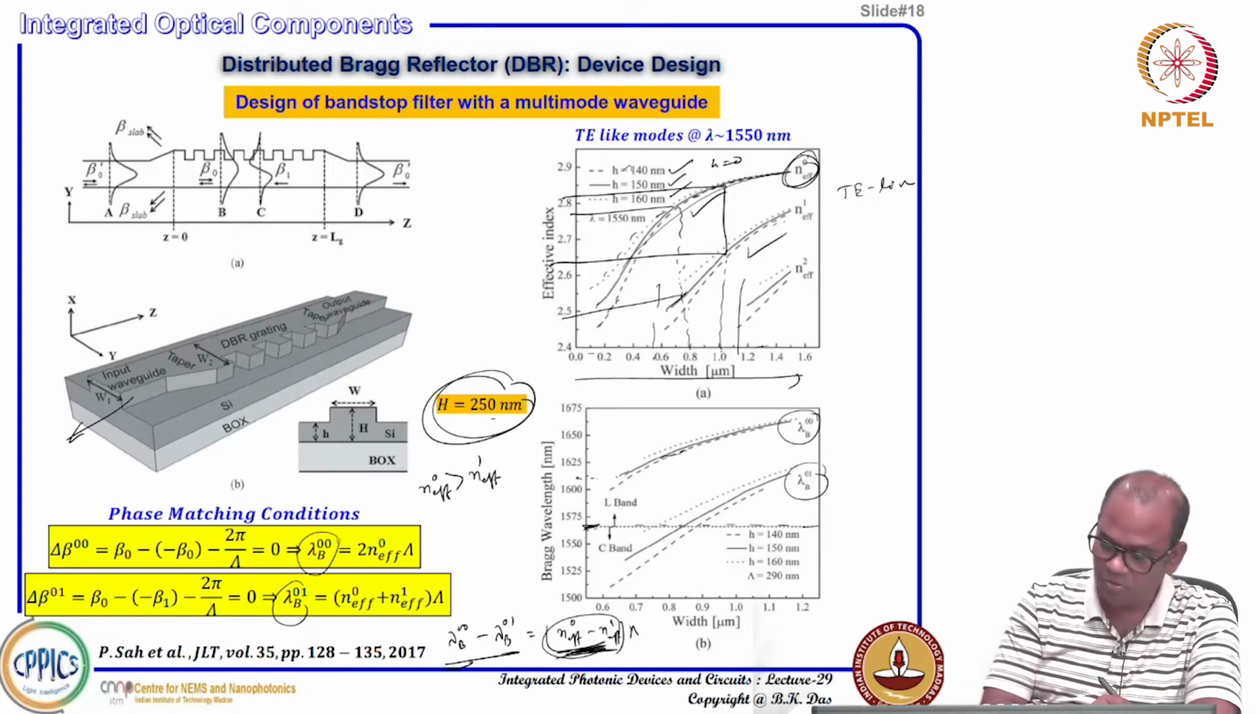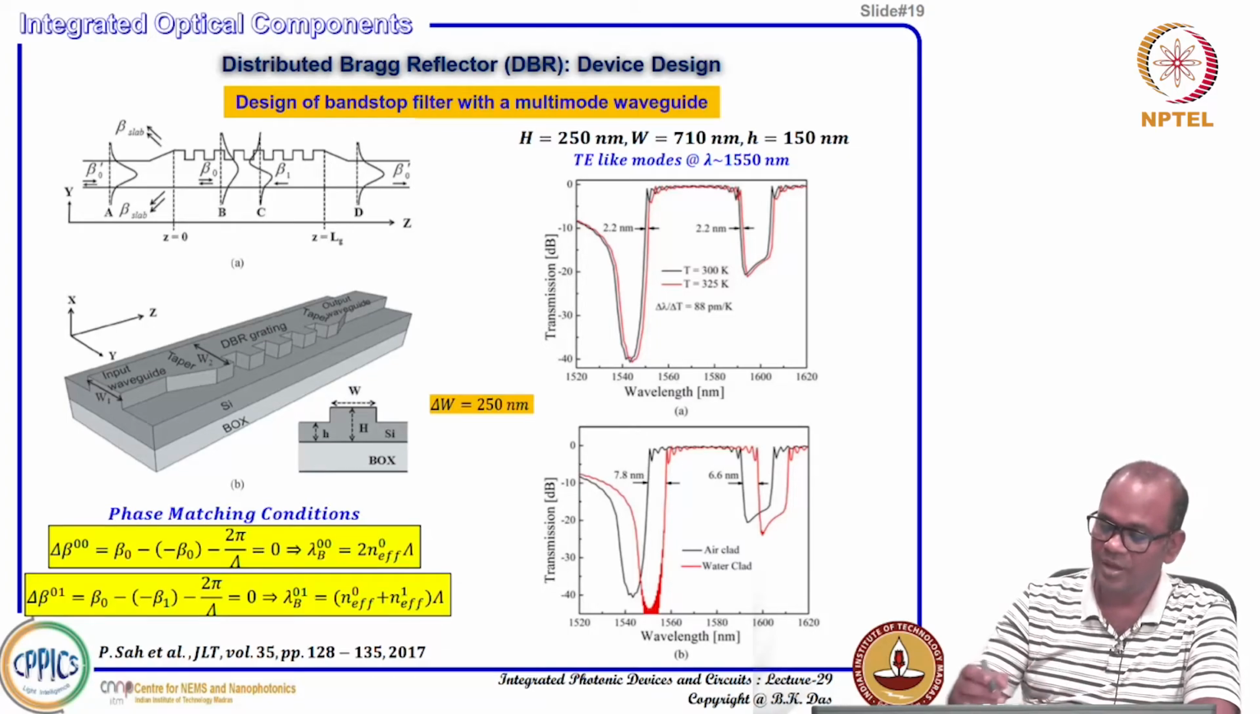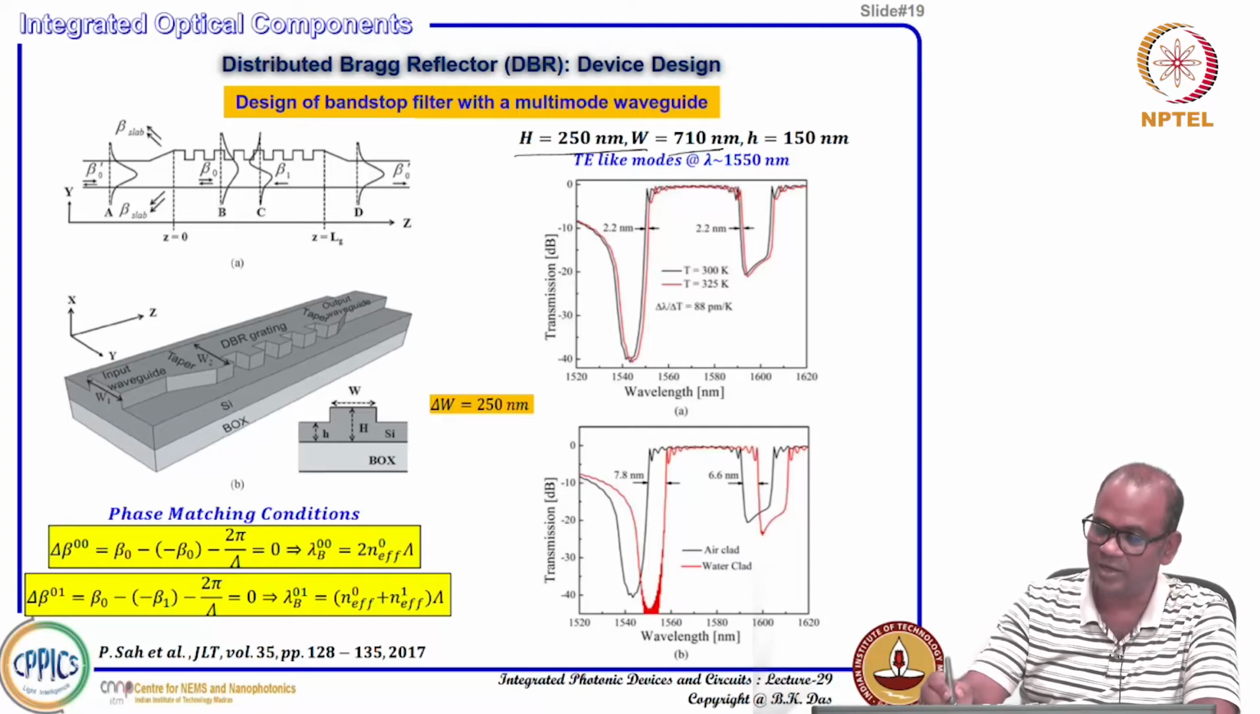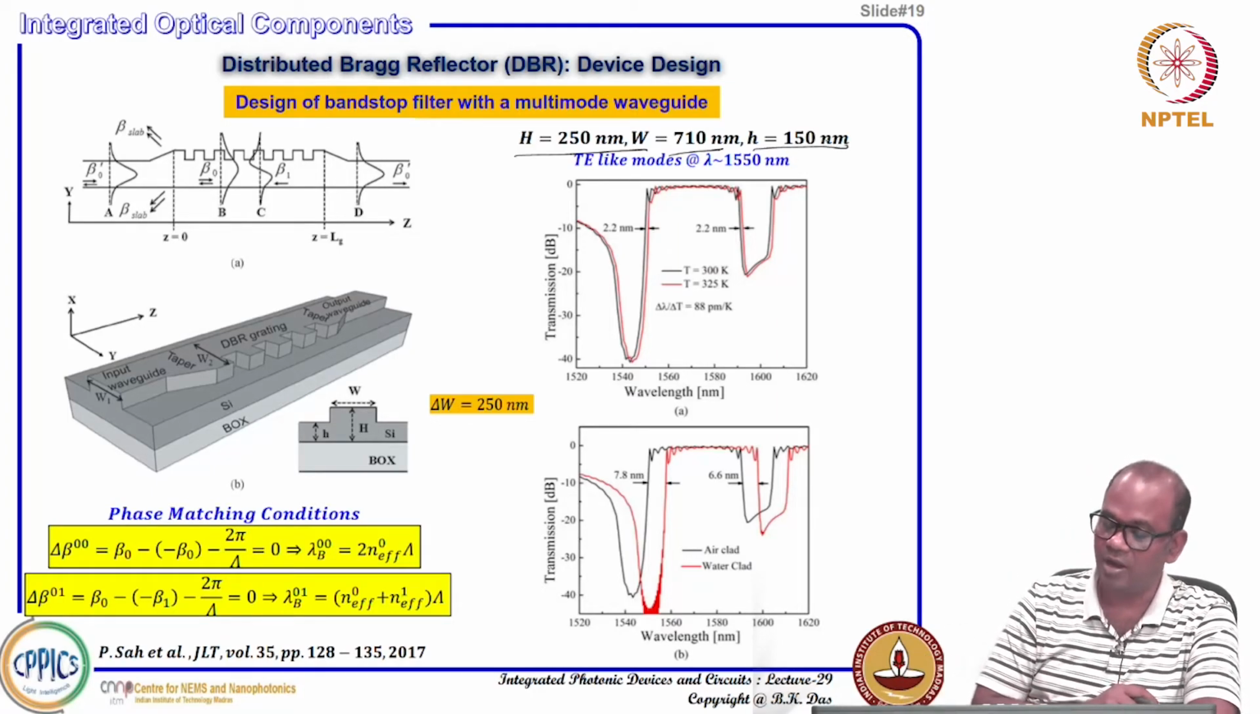Now let us look at the simulation result. We have considered device layer H equal to 50 nanometer, W equal to 710 nanometer, supporting two modes, and slab height of about 150 nanometer. Both the modes are TE-like modes, as we have simulated and shown earlier, and we find that there really are two stop bands.